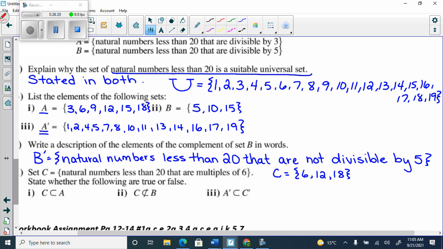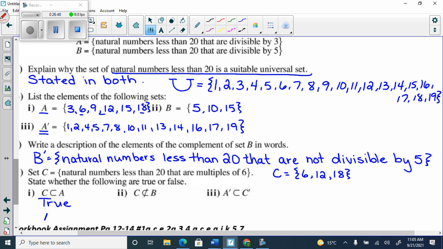I want you to tell me whether these are true or false. Is C a subset of A? Subset means everything in C would be in A. Is everything in C in A? So we look at C. C has 6, 12, and 18. Is that in A? Let's look. What's A? 3, 6, 9, 12, 15, and 18. So this is true.